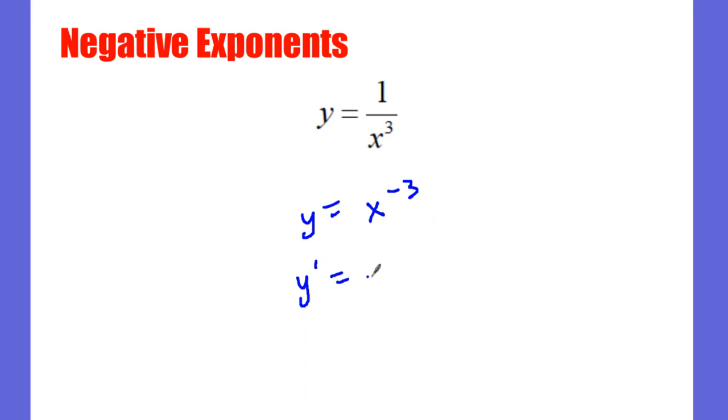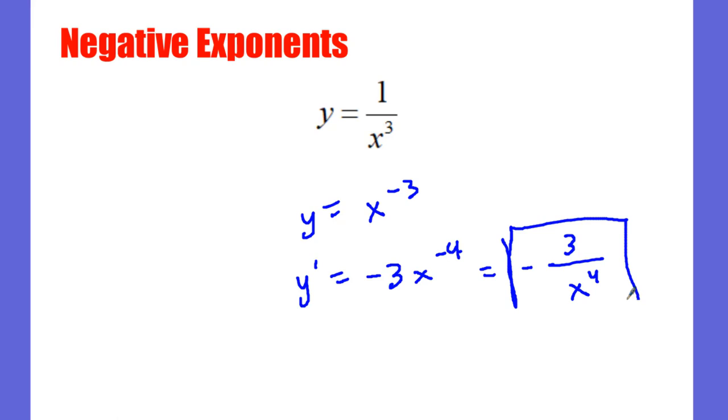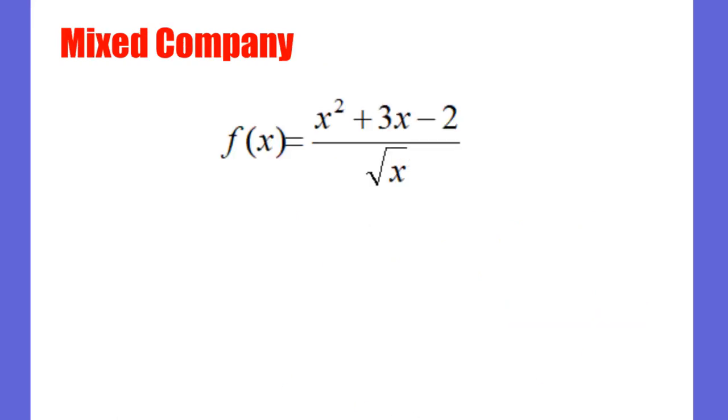We multiply by negative 3. We get negative 3x to the negative 4 because it brings it down. Let's rearrange that back to the beginning. We have a 3 on the numerator, x to the negative 4, which means x to the 4th on our denominator. And that is my derivative using negative exponents.